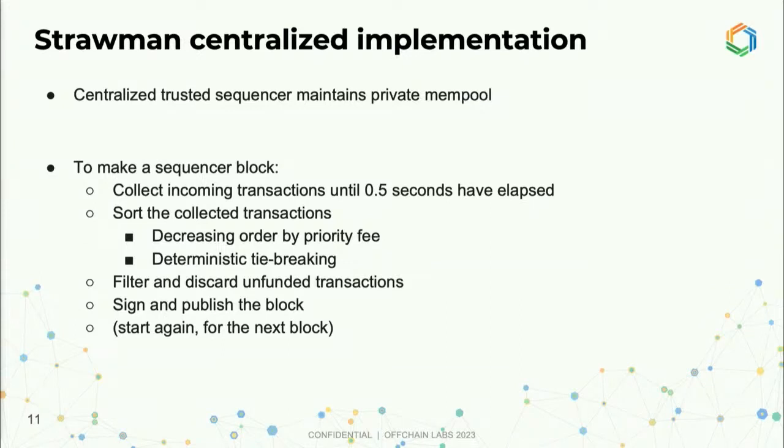If you don't do this, you are operating an unpaid data availability service for the whole internet, and you will be sad. So we need to do this as a phase after we decide what the block would otherwise be. Then the sequencer signs and publishes the block and starts the process again for the next block. That's a strawman centralized implementation.